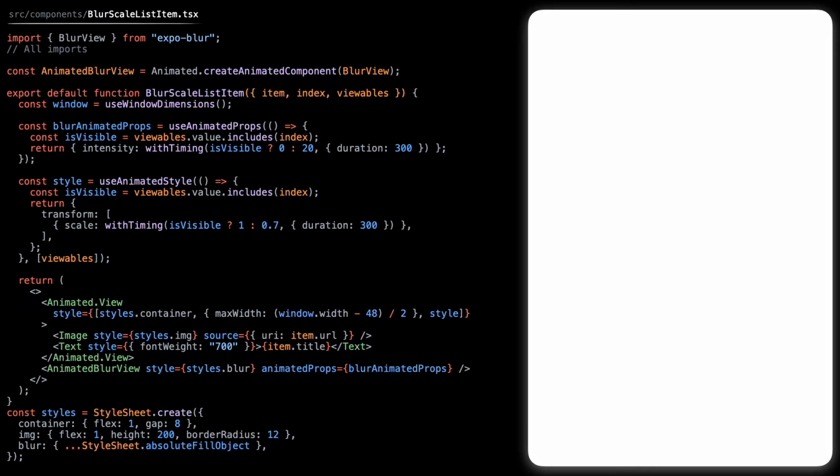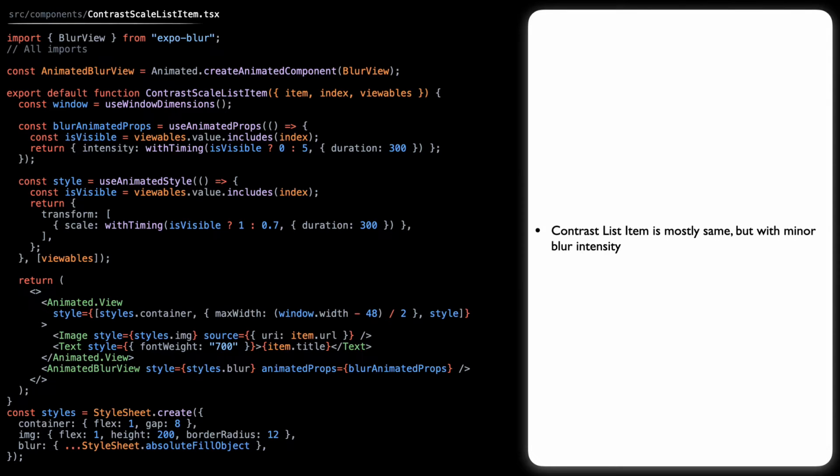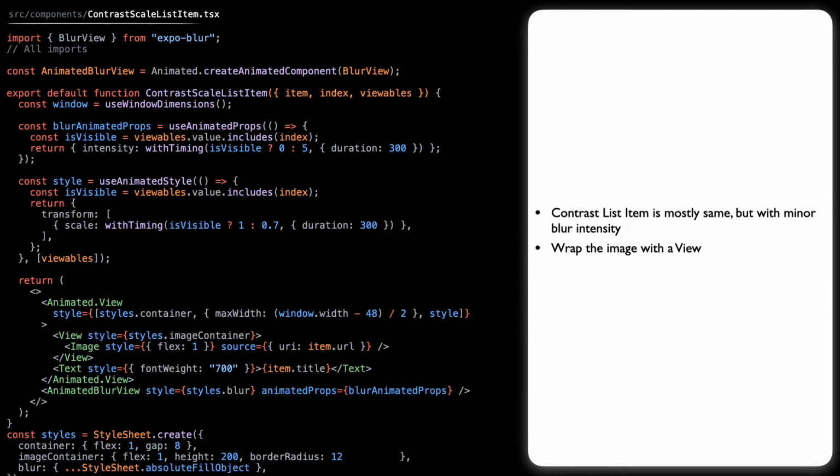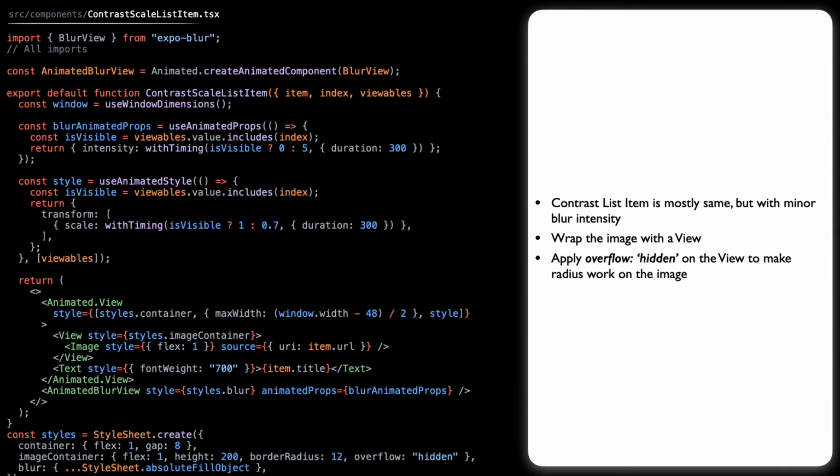Now the third animation, which scales and changes the image contrast of the item. Here we can continue from the previous animation code, but we will keep the blur intensity little for this one. Next, wrap the image with a container view. It can have the same style, but to make the radius work, we also need to apply overflow hidden.